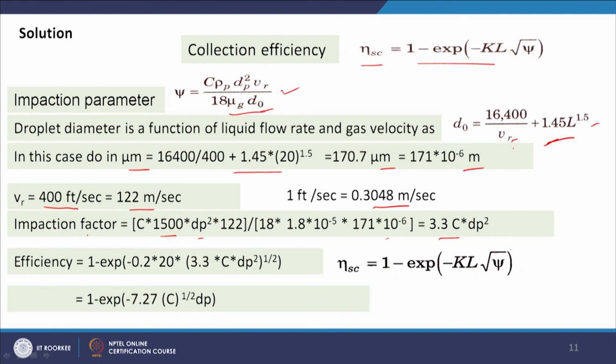So, we will put these values in the efficiency expression. So, 1 minus exponential minus k value, which is given as 0.2, into L value, which is 20, and root of psi. So, root of psi is our impaction parameter. So, root of this, 3.3 C into dp square to the power half. So, now we are getting dp, and this root of C and root of 3.3, and then exponential minus 7.27 C to the power half into dp. So, this is the expression it was asked to calculate, and now we are able to solve the problem.